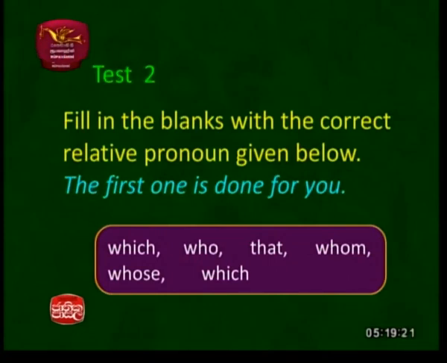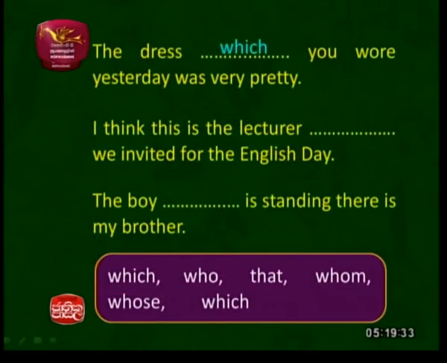Relative pronoun, how is it, Tanuja Miss? These are all question words: which, who, whom. What is this relative pronoun? In short, it connects. We'll see with the question how it is connected. So relative pronouns you use to connect words.